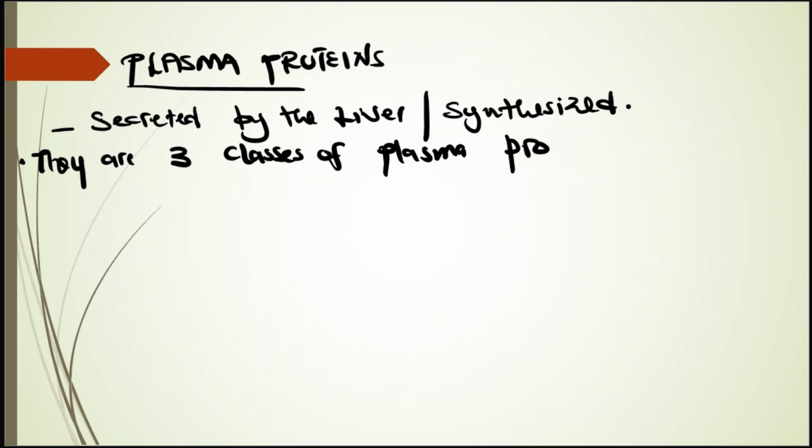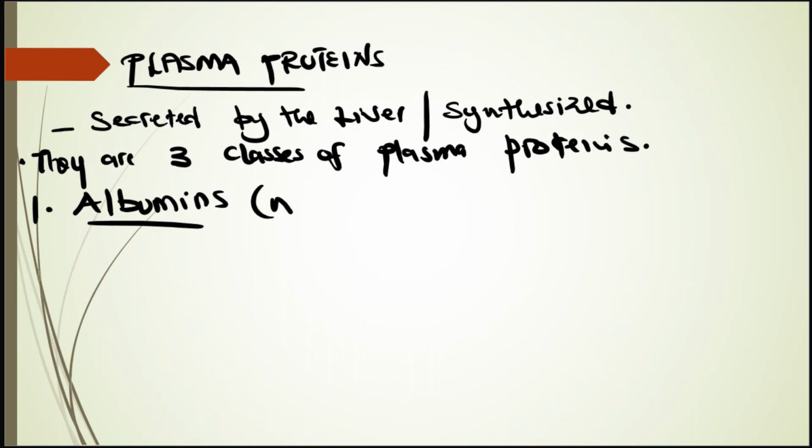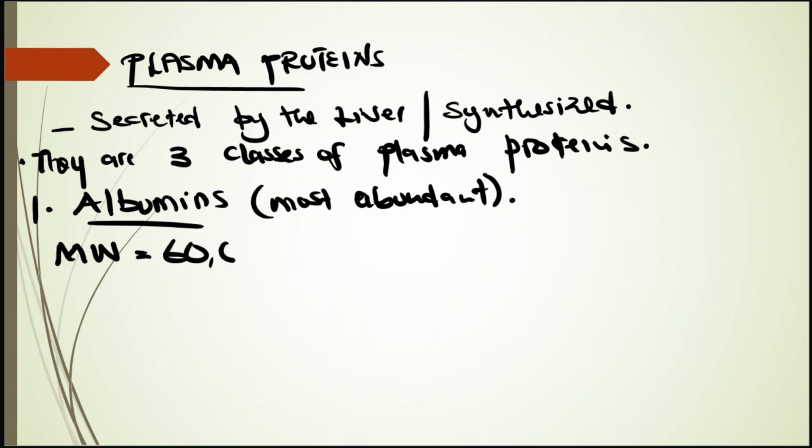Very high yield data. Very, very high yield data. Always in your tests. Number one, albumins. Albumins are the most abundant plasma proteins. Most abundant. Albumin has a molecular weight of about 60,000 units. So, the functions of albumin.